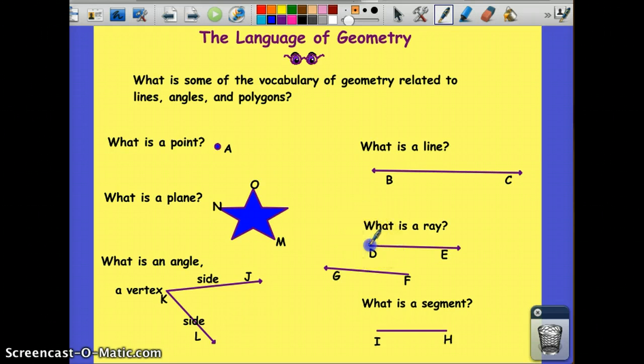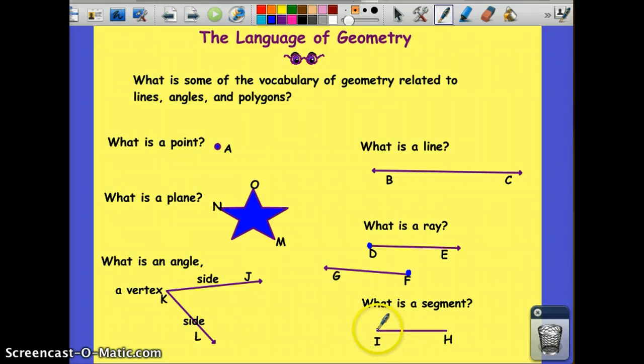A ray starts at a point and goes in another direction forever. So this one would be ray DE. We start at the vertex at the end point and we go through point E. This ray would be ray FG. There's no other way to name these two rays. You have to start at the end point.